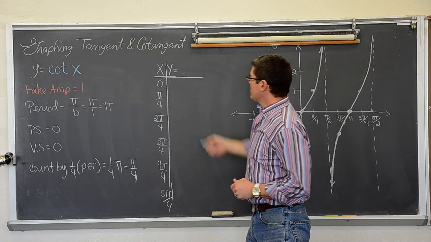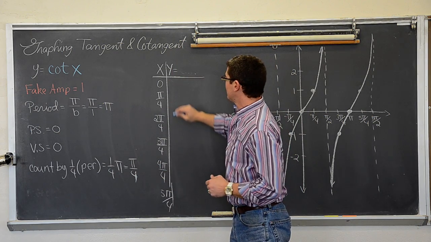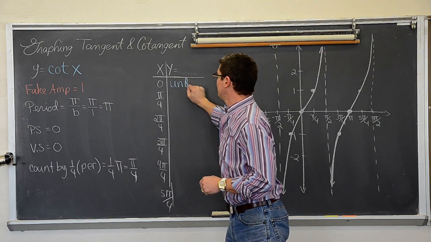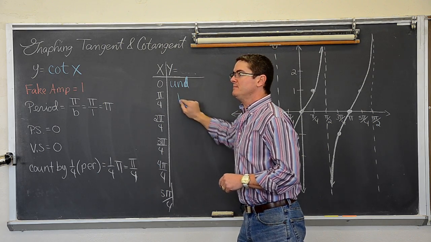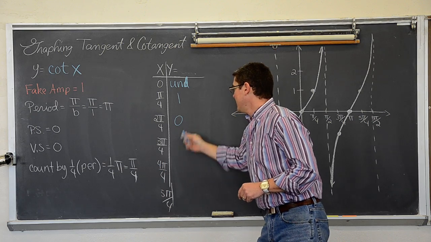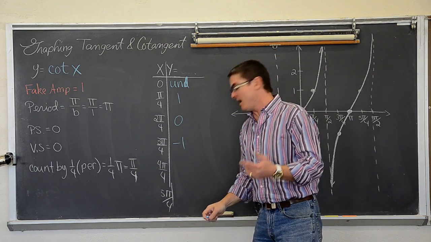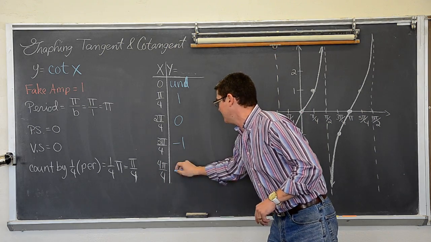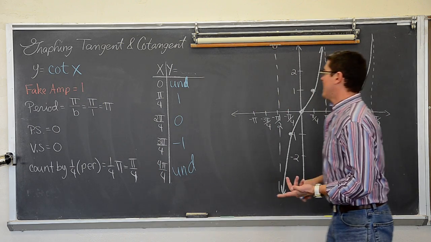Well, the cotangent of 0, as we saw in the unit circle, is undefined. Then it goes to 1. Then it goes to 0. And then it becomes -1. And at pi, the cotangent of pi is undefined. Well, let's see what that would look like.